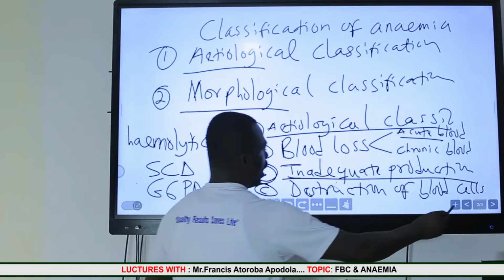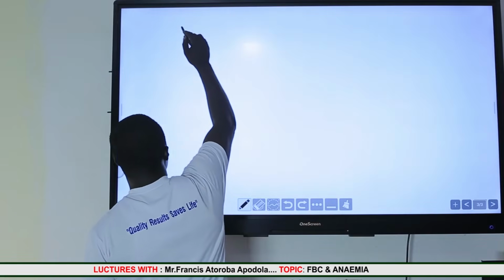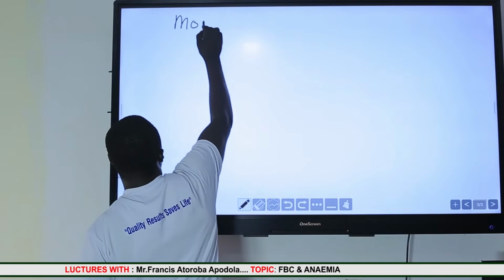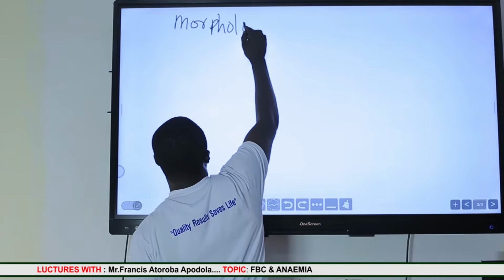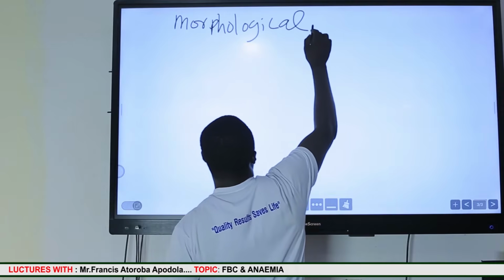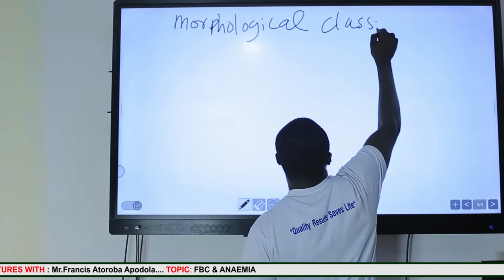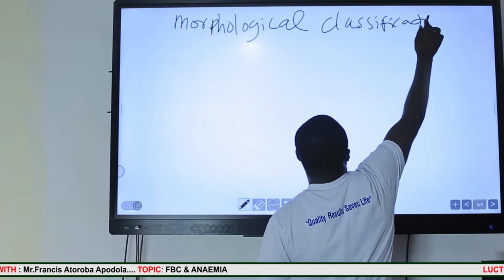And the deficit is what we call anemia. Then we want to look at the morphological classification of anemia.